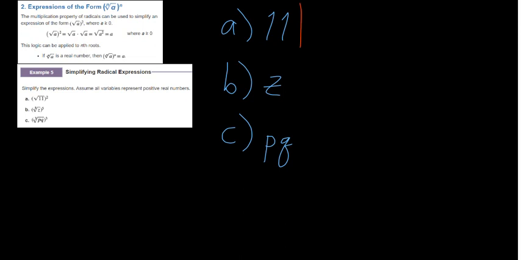Okay. So a, the square root of 11 quantity squared. Well, again, we know that is just simply 11. B, the fifth root of z to the fifth. Well, that's just z. And C, we've got the cube root of pq quantity cubed. That's just pq. Now, real quickly, you might remember something about absolute value, when we had our n be even. Well, we didn't put an absolute value on 11 because, well, what is the absolute value of 11? It's just simply 11.